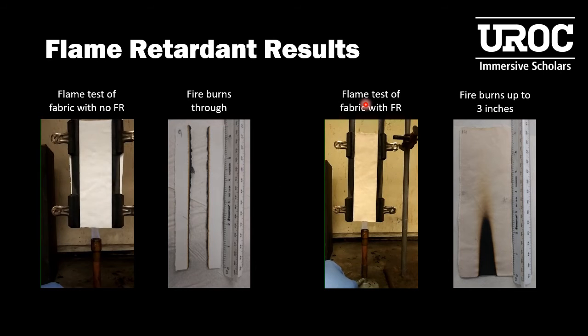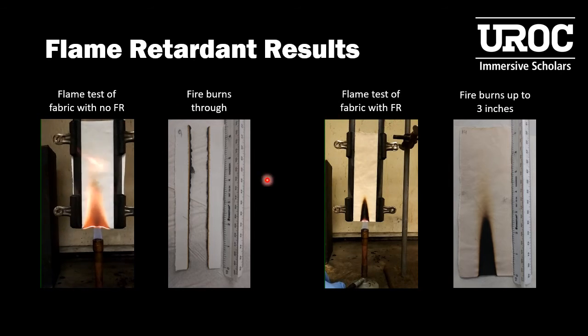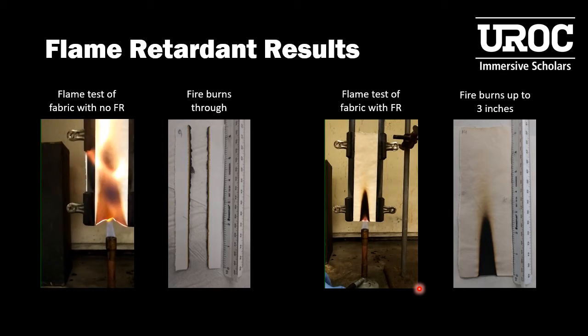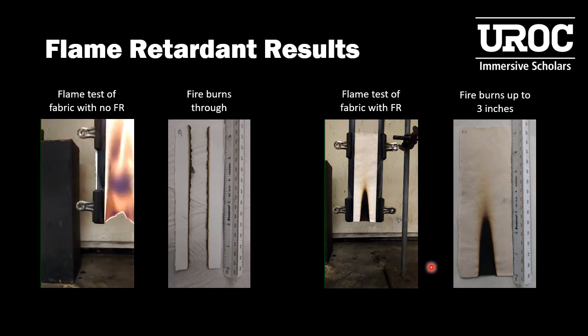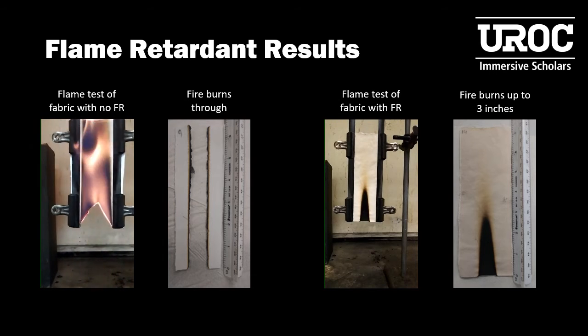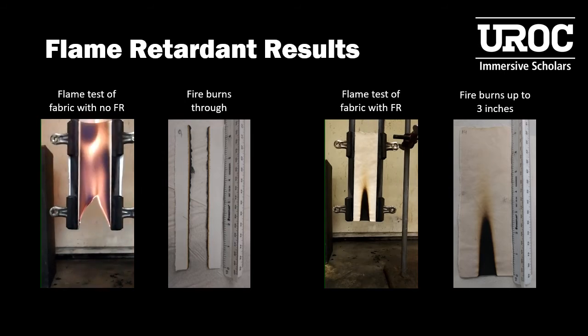Here are some experiments I did during the spring semester. On the left is a flame test on a piece of fabric with no flame retardant. As you can see, the fire burns right through. On the right is a flame test on a piece of fabric with a flame retardant applied. As you can see, the fire burns only up to 3 inches and there is no fire when the burner is removed. This demonstrates the impact flame retardants have on slowing down the spread of fire.